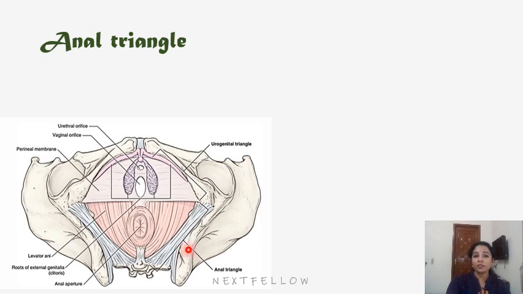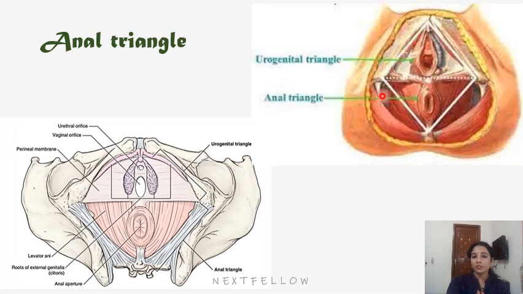Coming to the ischiorectal fossa, this deep, pyramidal-shaped gap on each side of the anal opening is the ischioanal fossa, present on either side of the anorectal region. It is separated from the pelvic cavity by the levator ani muscle, which separates this gap from the pelvic cavity, and along with the levator ani there is a fascia also.